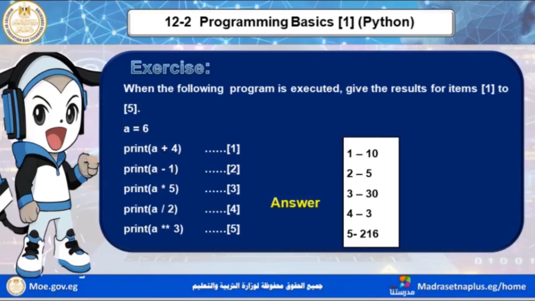6 plus 4 is equal to 10. 6 minus 1 is equal to 5. 6 multiply 5 is equal to 30. 6 divide 2 is equal to 3. And 6 power 3 is equal to 216.